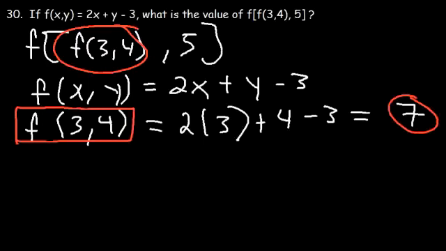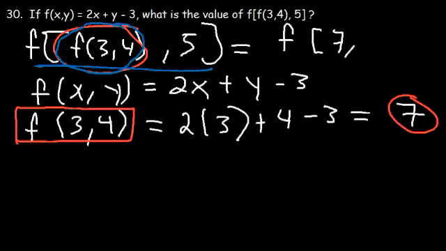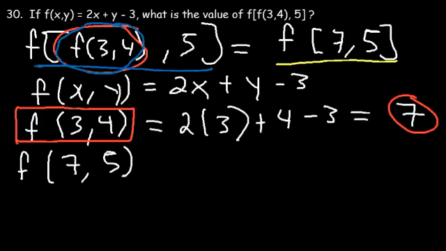So going back to this expression, we can now replace f of 3 comma 4 with 7. So we have now f of 7 comma 5. So we need to find the value of this function now. Therefore we can see that x is equal to 7 and y is equal to 5.